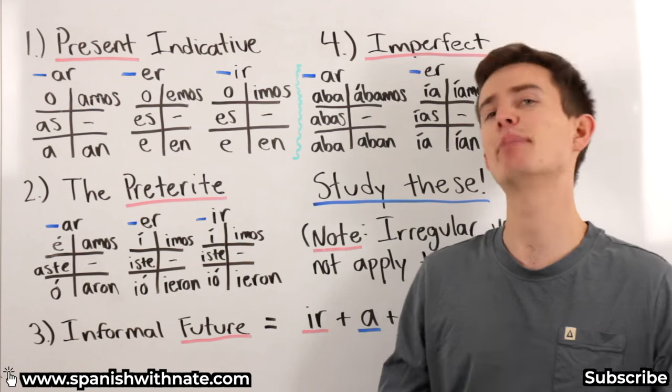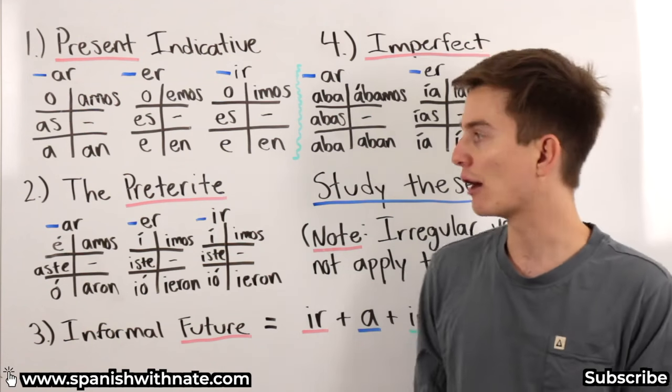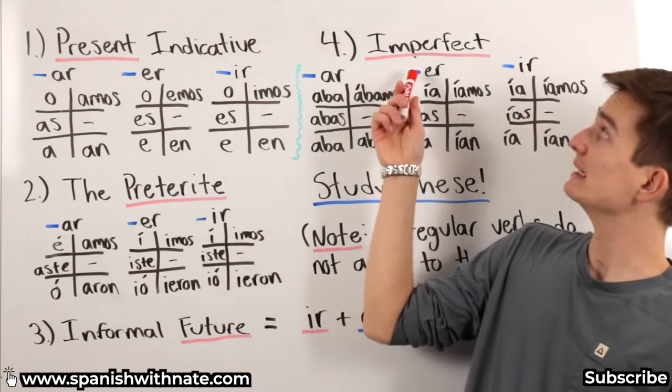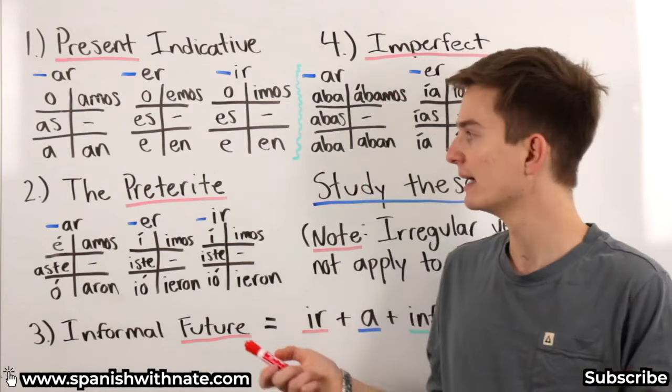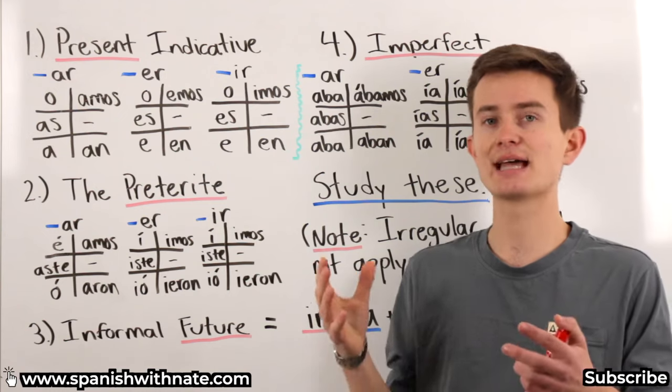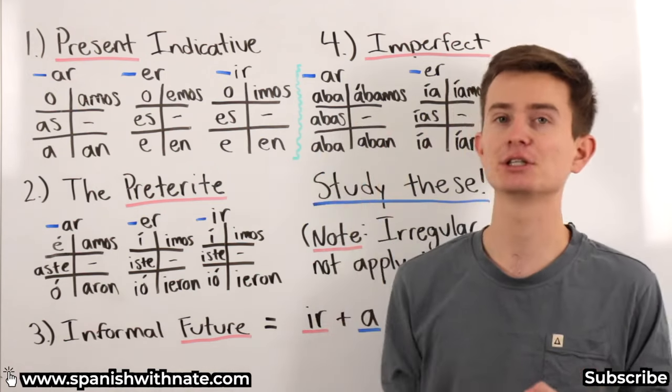Okay? Next, the preterite tense. The preterite is a past tense in Spanish. Now, many times the preterite and the imperfect can be confused and they're hard to know when to use which one. Basically, the preterite is a one-time action in the past.